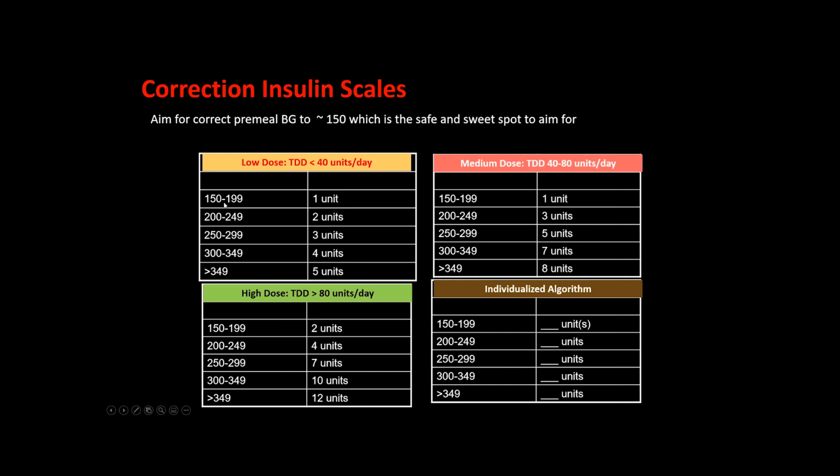So you can give a correction insulin scale depending on your requirement. You may notice that it usually starts at 150. You may notice that usually it is 1 to 2 units, and also here it is divided according to the requirement: low dose, medium dose, and high dose, depending on how much they would require.